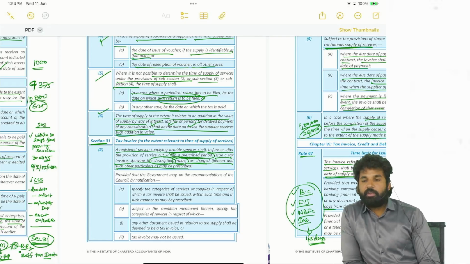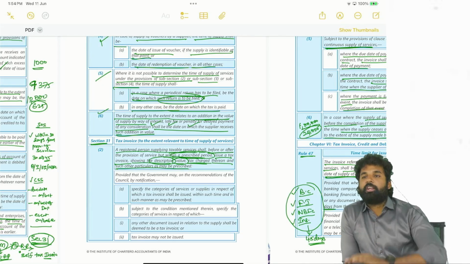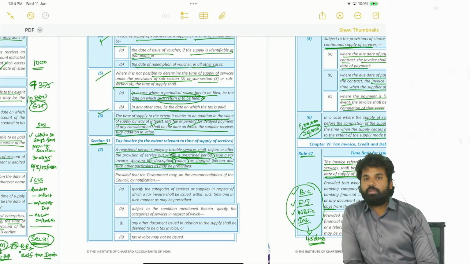What is that? Due date for issue of invoice in case of services. What is the due date? It can be issued at any time, but not later than 30 days from the date of provision of service. In case of banking company, insurance company, financial institutions, NBFC, it shall not be more than 45 days. Within that date, the tax invoice shall be issued.